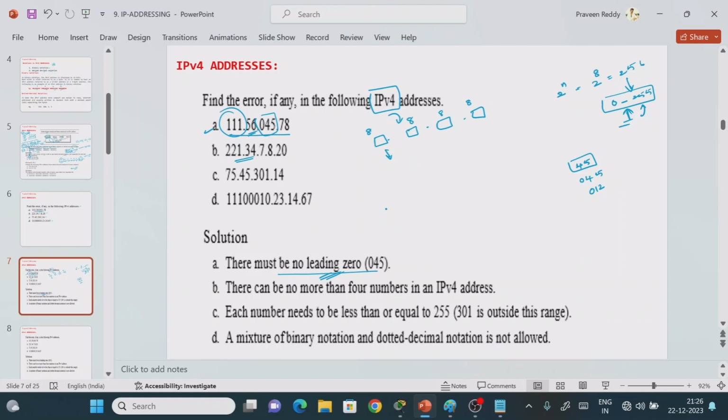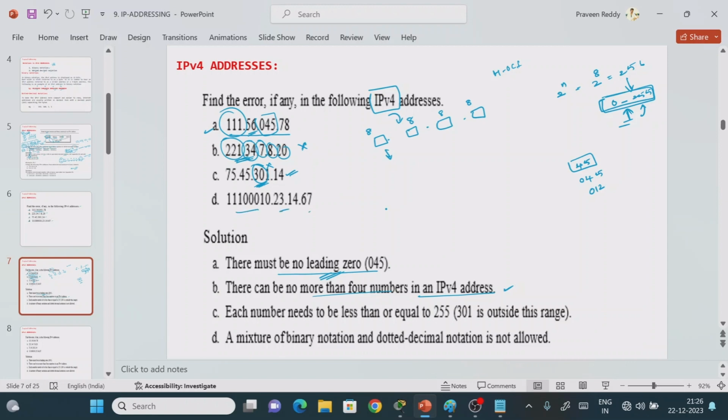Now how many octets will we have? 4 octets. As per this B, how many octets do we have? 1, 2, 3, 4, 5. So this is the wrong answer. There can be no more than 4 numbers in an IPv4 address. Now what is wrong here? See here we have 301. What is the maximum value? Between 0 and 255 only, since it is an 8-bit representation. So this is the error here.